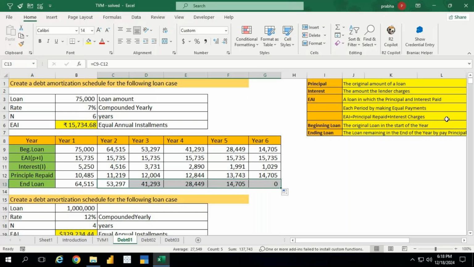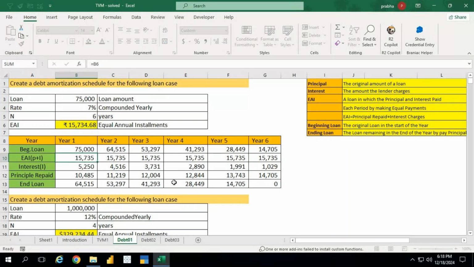Ma'am, can you explain the interest? The interest amount, sorry, will be the beginning loan amount into 7%. Here also it is the same way, beginning loan into 7%. For the second year only you have to apply the calculation and then apply the fill handle, so for the rest of the years Excel should auto calculate it.